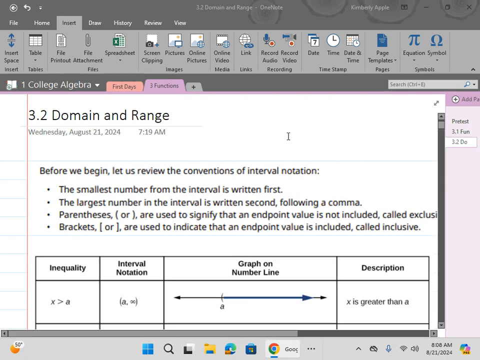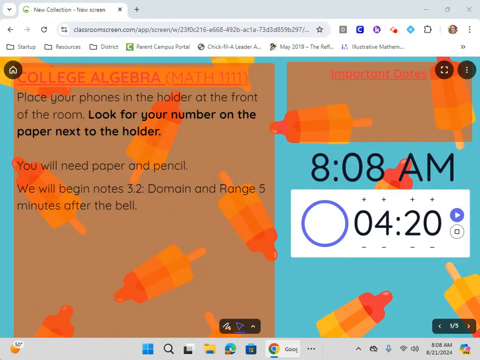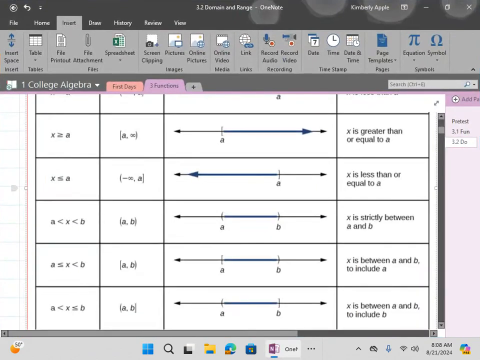I can get it to scroll, which of course I can't because it hates me. All right.